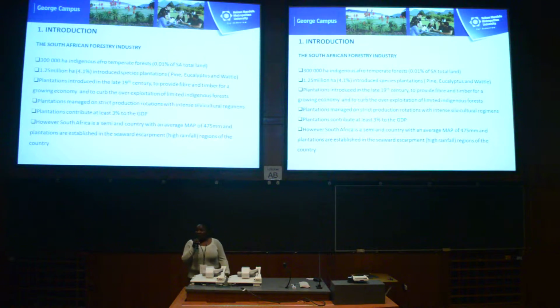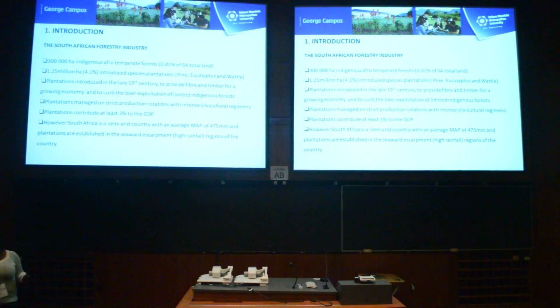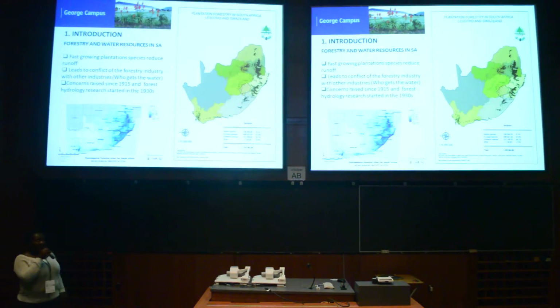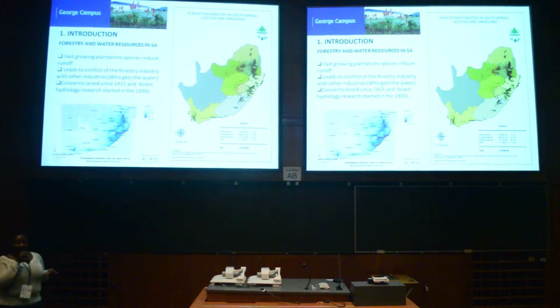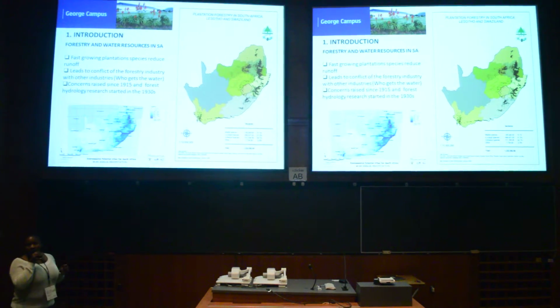We only have about 300,000 hectares of indigenous forest in South Africa. That is very small, 0.1% of the land. 1.25 million hectares are plantations. We do a lot of plantation forestry, and these plantations are introduced species which were introduced mainly from Mexico, and some eucalyptus from Australia, and they do use a lot of water. They've been introduced in the high rainfall regions of the country.